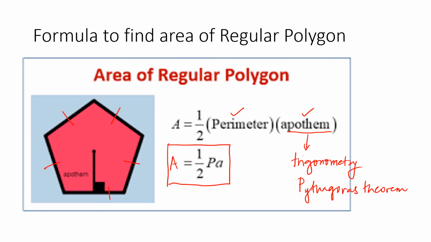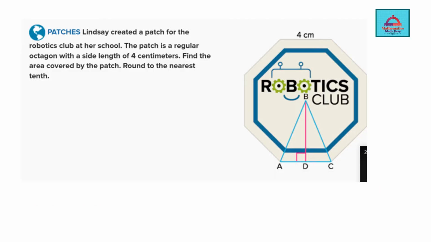So let's solve a problem now to see how to find the area of a regular polygon. Just learn and remember this formula. We'll be using it to solve questions now. The word problem is: Lindsay created a patch for the robotics club at her school. The patch is a regular octagon. Octagon means n is 8. Each side length is given to be 4 centimeters, so all sides are equal.